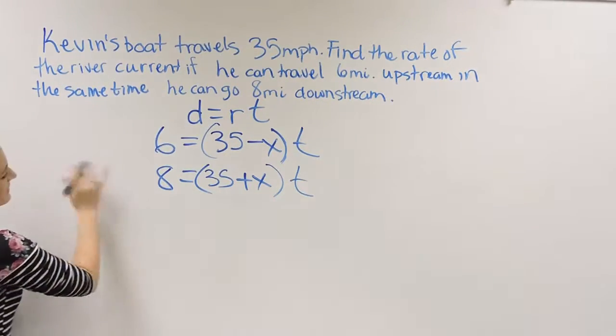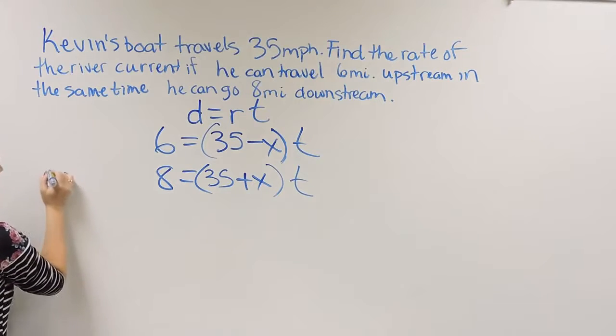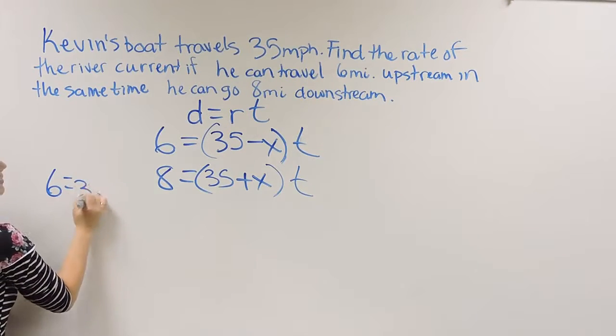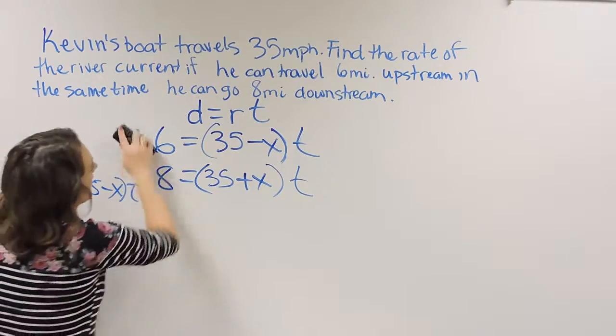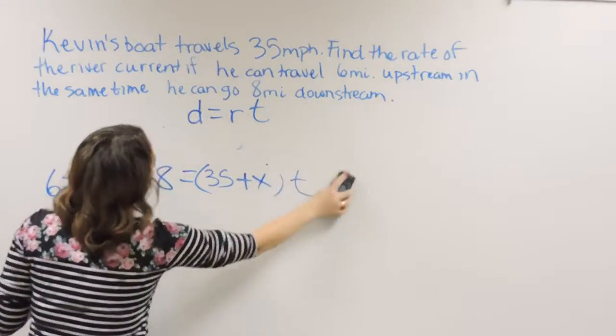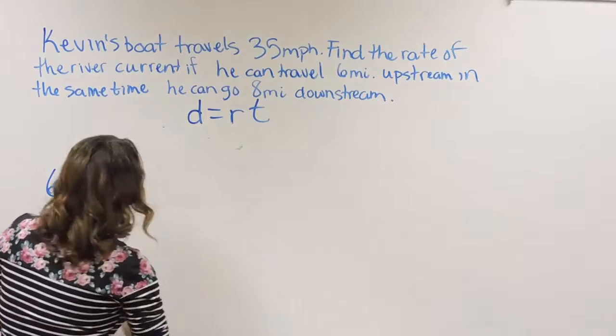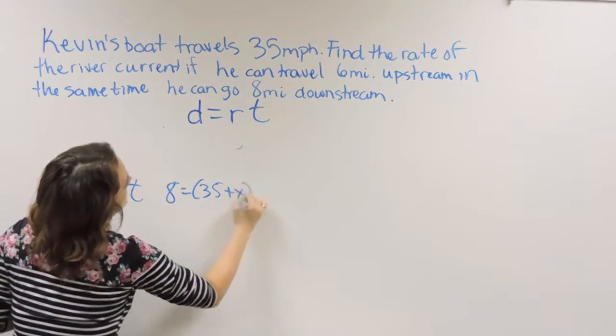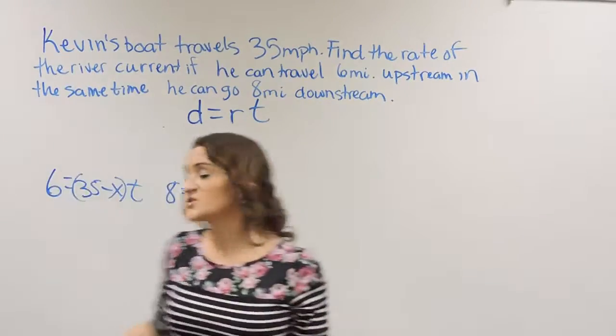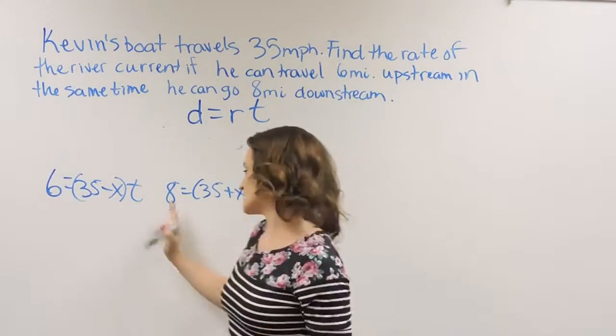So I'm going to move these off to the side a little bit here. I have 6 equals (35 minus X) times T, and I also have 8 equals (35 plus X) times T. I'm going to work on solving each one of these for T.